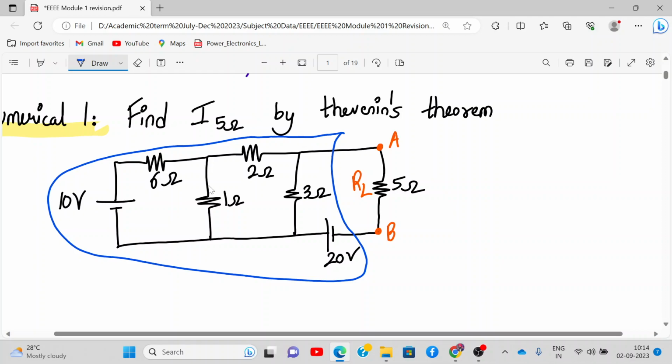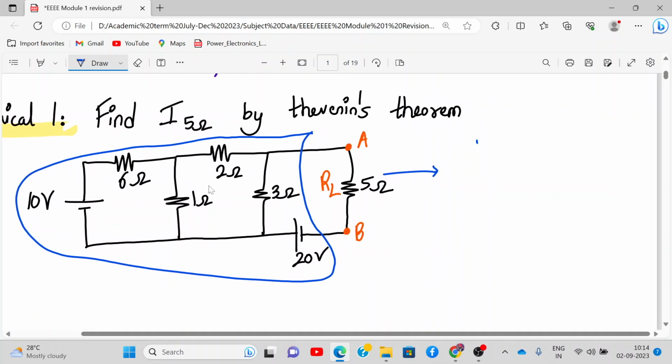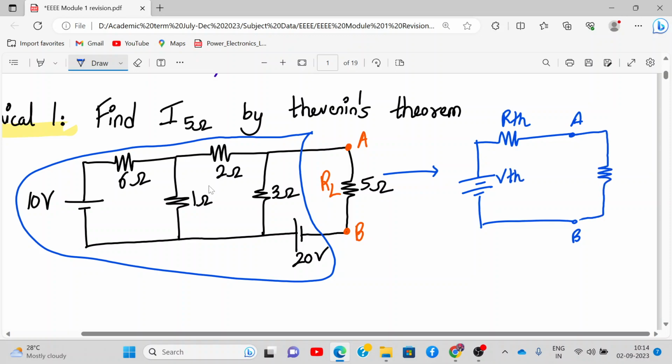All right. And this complex circuit gets converted into a voltage source in series with a resistance. So this is RTH and VTH. And then we connect back your RL. So we need to find the value of VTH and RTH. Alright, this is called Thevenin's equivalent circuit. This is what we want to find.